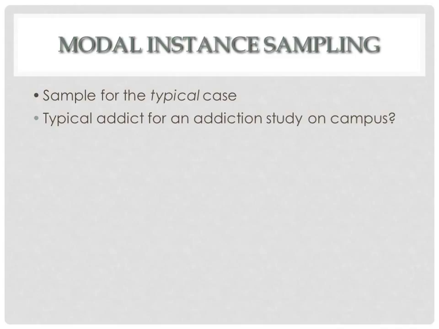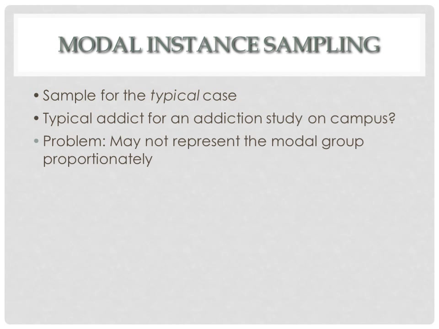You can recruit people who are on campus, college students, by putting out flyers and saying, hey, if you are a gambler, if you are playing online, or playing online poker or what have you, please participate in a study. Now, if you go through campus, you see a lot of these posters for different studies that people are doing, and what they're basically doing is what is called modal instance sampling.